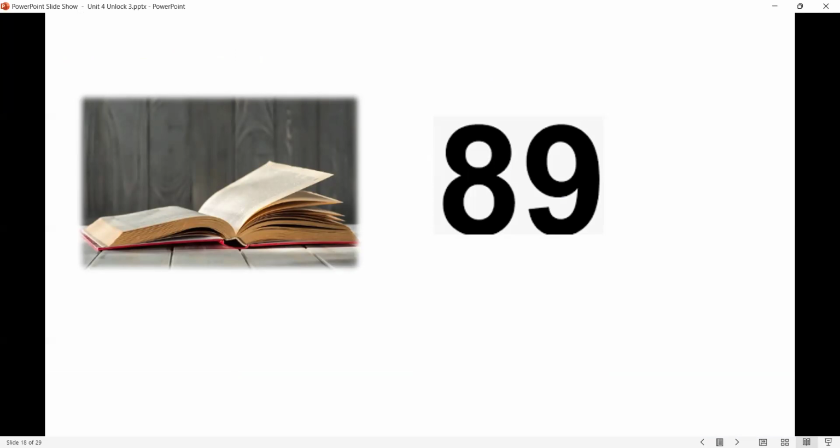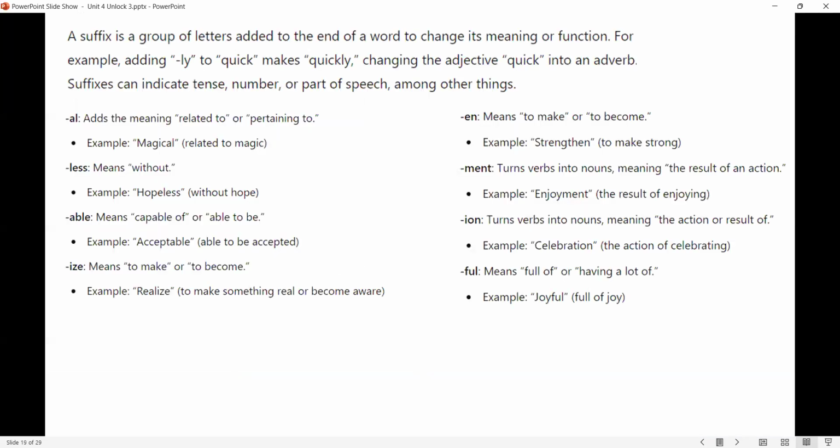Page 89. Here we are going to talk about suffixes. A suffix is a group of letters added to the end of a word to change its meaning or function. So a suffix changes the part of speech of a word. For instance, if you add al to a word, it changes to an adjective normally. It means related to or pertaining to.